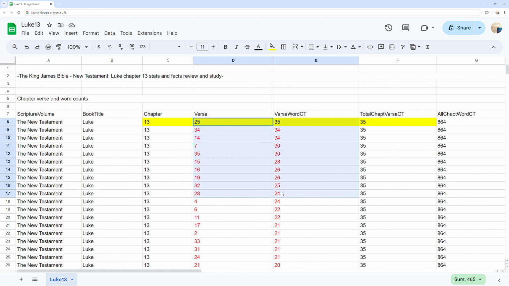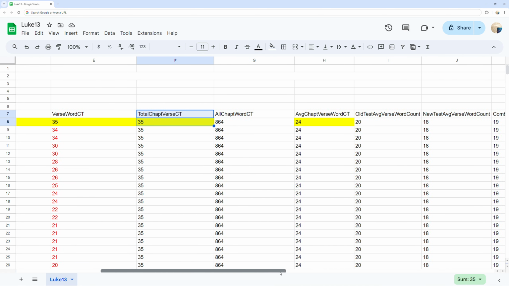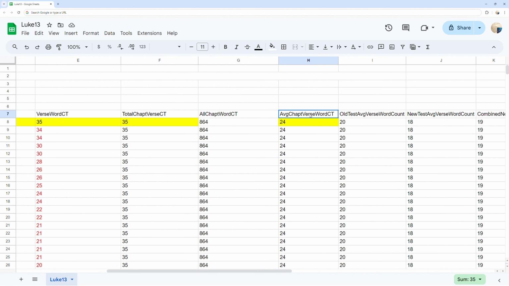You can see the Luke chapter 13 verse total count at 35 verses, the average word count of all Luke chapter 13 verses at 24 words per verse, as well as the average verse word counts for both the complete Old Testament, New Testament, and both combined to get a comparison of Luke chapter 13 word per verse count comparisons.